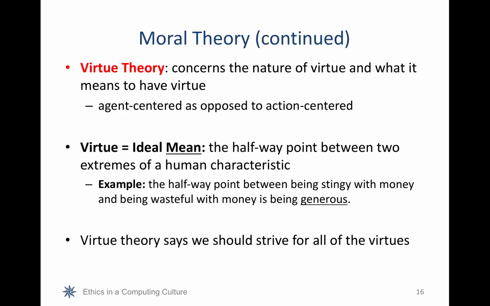To answer the question of what it means to be good, Aristotle's approach was to list virtues. Let's take generosity as an example. One extreme would be a person who is stingy, unwilling to part with or give others money. The other extreme would be someone who spends money wastefully. The ideal mean of these is one who is generous. So generosity is one of the virtues listed by Aristotle.